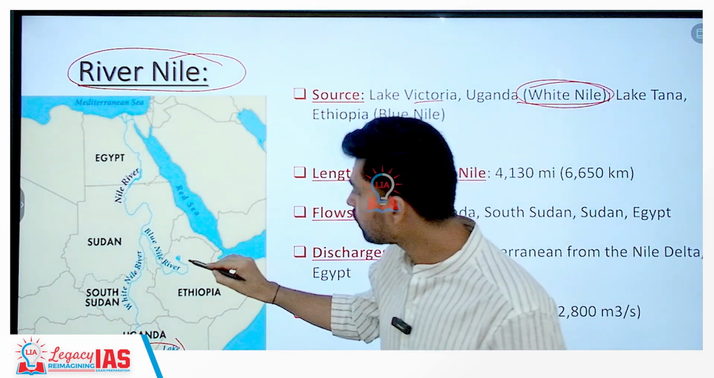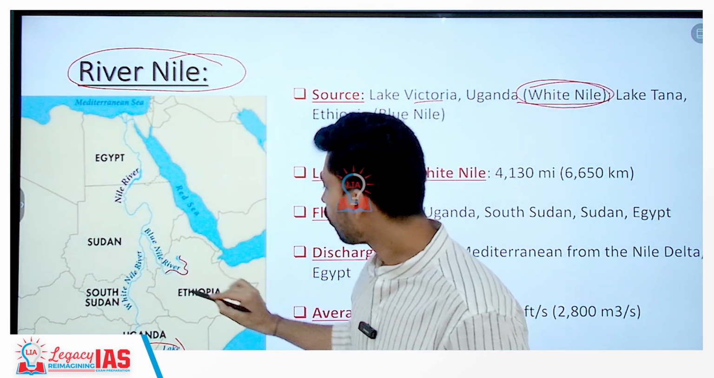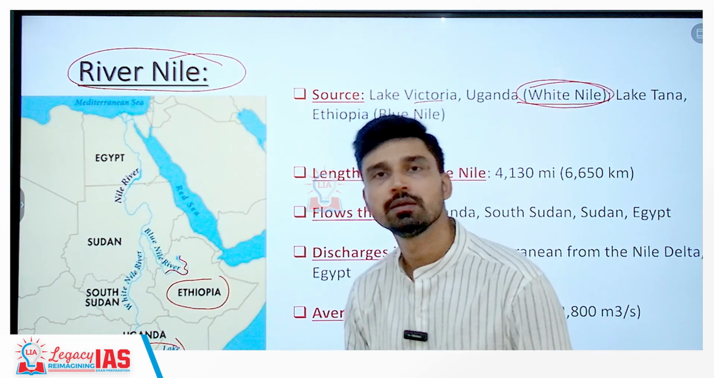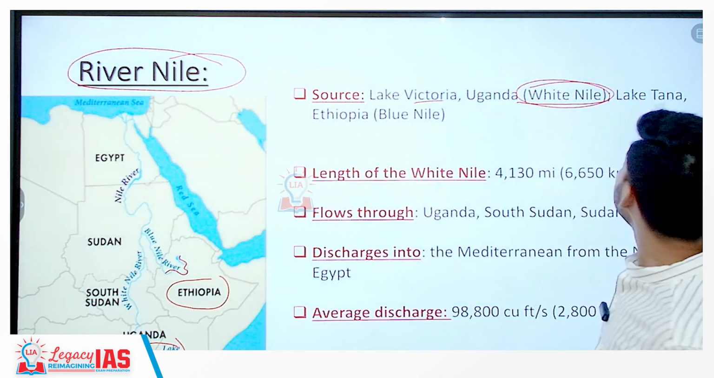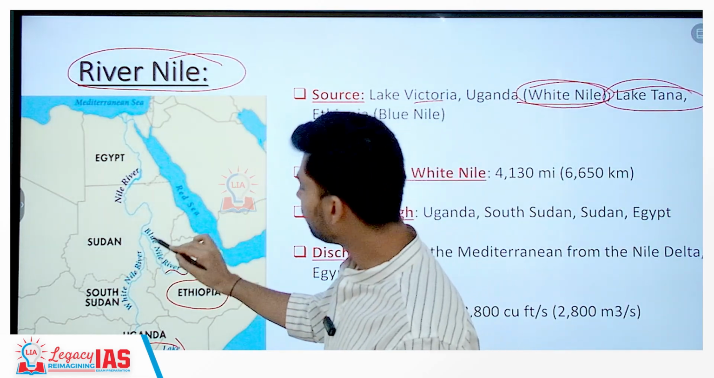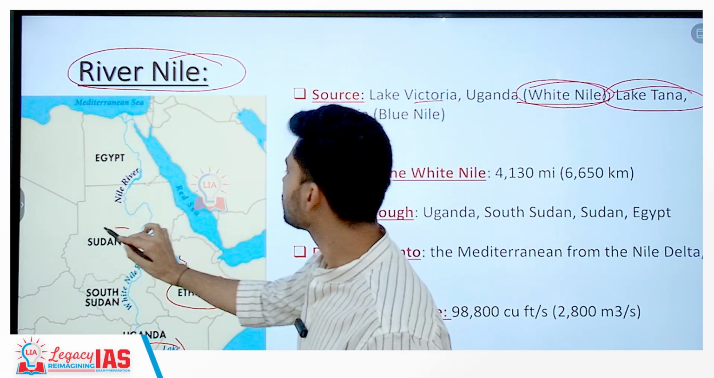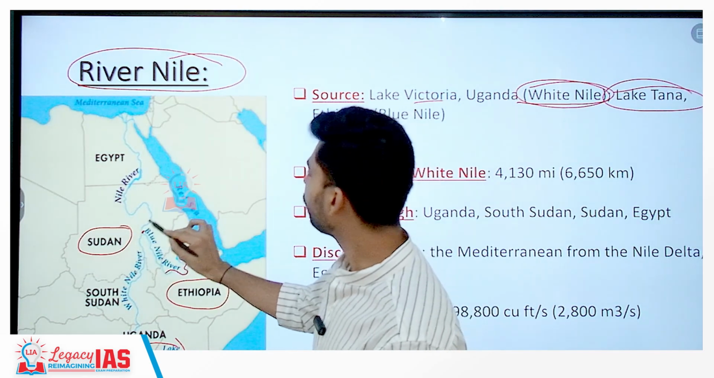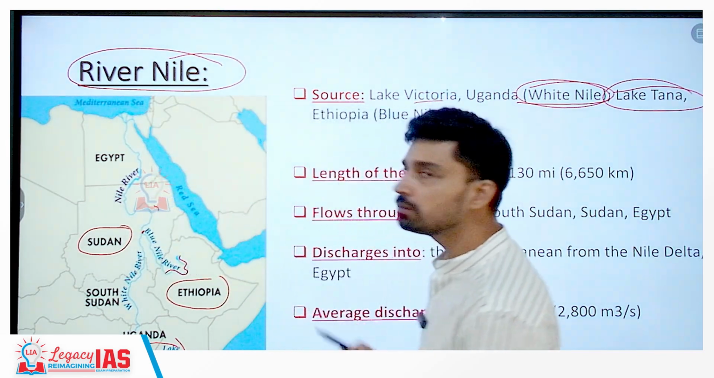The second stream of the river Nile, as you can see, originates from Ethiopia, and in Ethiopia the lake is called Lake Tana. Then the White Nile and Blue Nile join together somewhere in Sudan and further flow to the north toward the Mediterranean Sea.